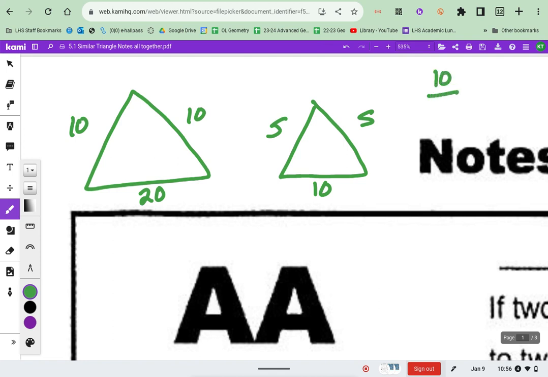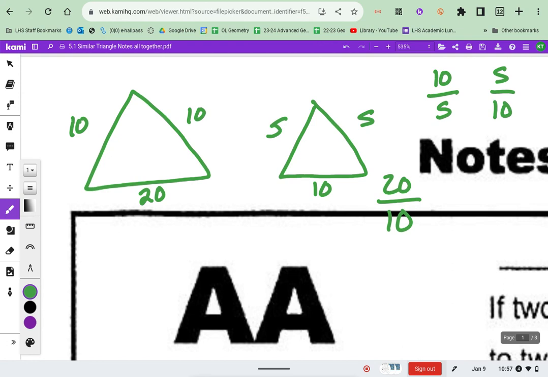Well, it depends if you do it this way. It doesn't matter that way or this way, right? 10 over 5 or 5 over 10 or 20 over 10. So this side over this side reduces to 2. This side over this side reduces to 2. So that's what it means to be proportional. It's that you can put the sides that are corresponding over each other in fractions, and it should reduce to the same thing. Okay, so that's proportional, but the angles are going to be the same.